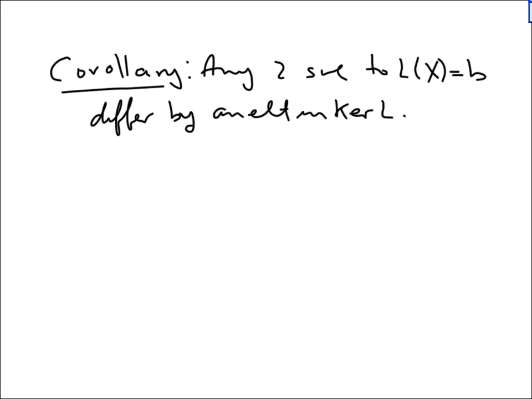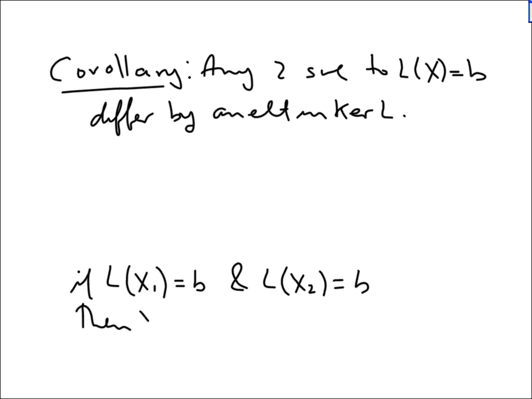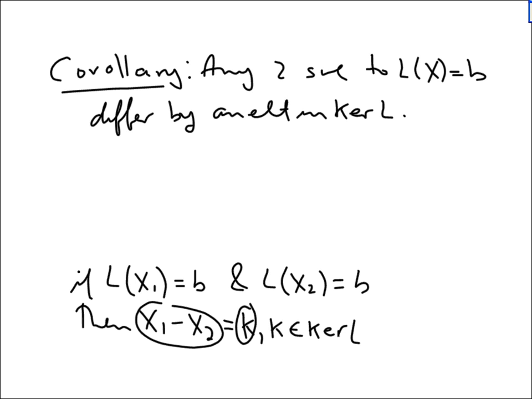Now, what is this saying? This is saying that if L of x1 is equal to b, and L of a different vector is also equal to b, then the difference between the two vectors is equal to something in the kernel of L. If you subtract x1 and x2, you'll get k. And whatever that k is, it'll be in the kernel.